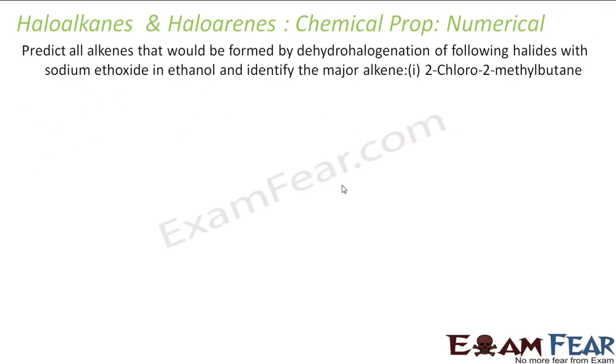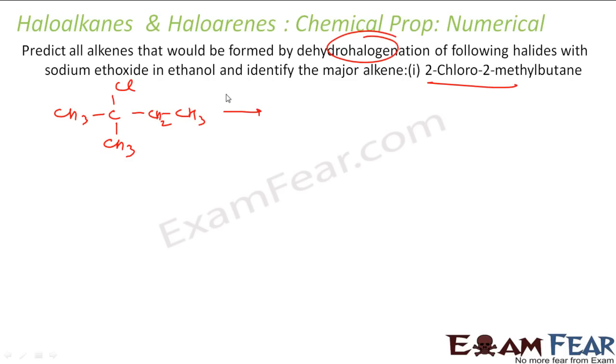Again, we have to find all the alkenes that will be formed by dehydrohalogenation of 2-chloro-2-methylbutane. So let's see this. Let's form this butane first, methylbutane. At second I have chloro. At second I have methyl. Again, same thing, C2H5ONa, ethoxide ion, in the presence of C2H5OH, a protic solvent, so it will be an E2 reaction.